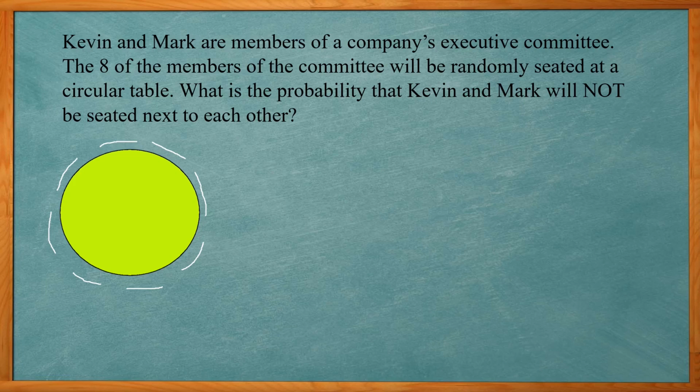So there's another way you can solve this problem that's a lot quicker. Let's assume that one of those guys sits at one of these chairs. So we need to eliminate the chairs next to them. So there are 5 possibilities out of the 7 that they won't be sitting next to each other. So this is just a second way to think of this problem.